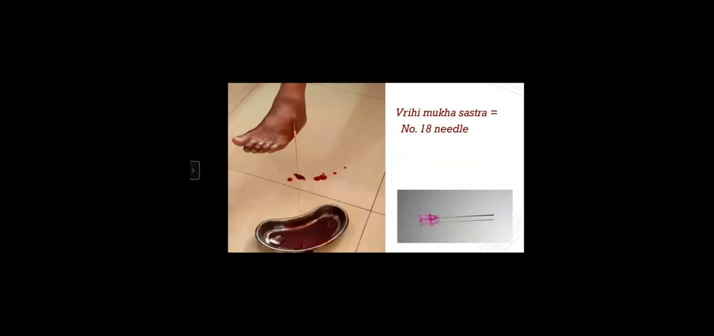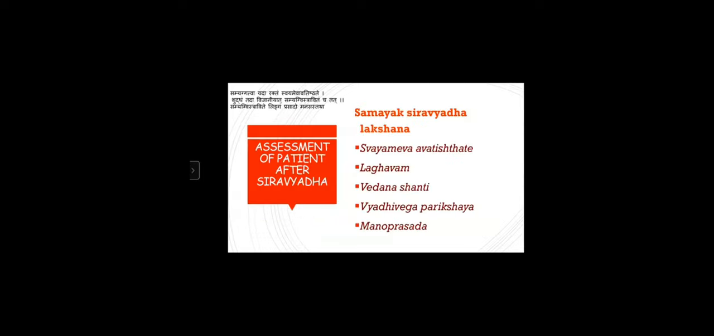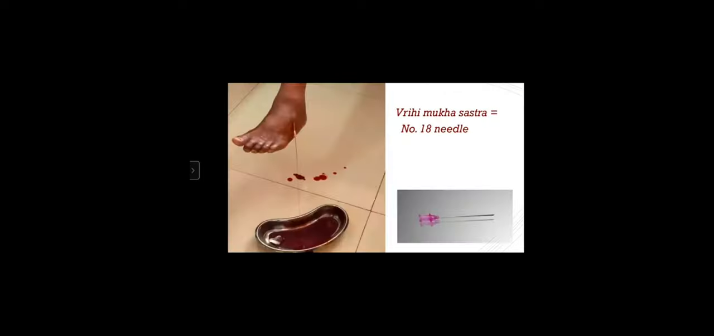Otherwise we can use a number 18 needle, in that we can compare it to the Rihi Mukha Shastra or Suchi also. In that also, like in varicose conditions, we can use this. Then in other painful diseases like Ababahuka, we will be doing Siddha-Veda. In that case, a butterfly cannula is enough, like in the hand, a butterfly scalp vein set or butterfly cannula, anything will be okay. Okay, so these are the methods. Just go through that: Kutarika, Rihi Mukha Shastra, scalp vein set.